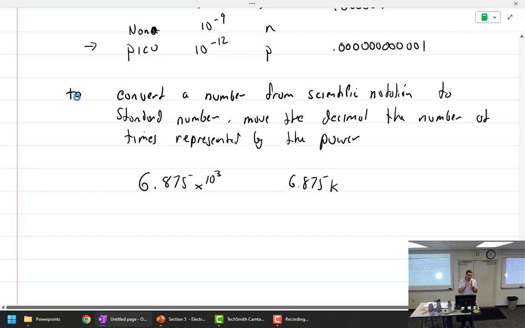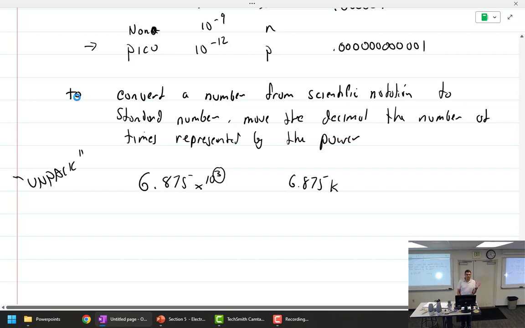So we want to convert that to a standard number. I like to use the word unpack, because it's kind of what we're doing. We're unpacking this thing. We're going to make it into a big number. And as I said, you just move the decimal place the number of times you see the power. So the power on this is what? Three. So we just have to move the decimal place three times.